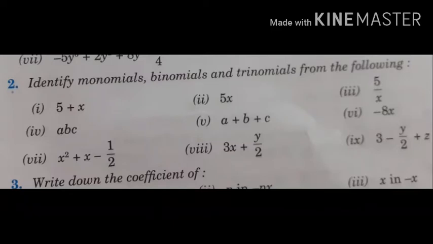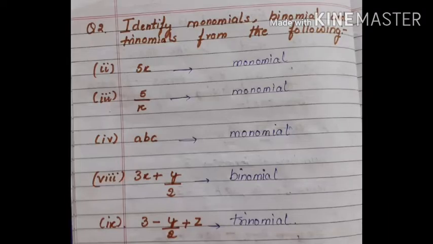Now your second question is: identify monomials, binomials and trinomials from the following. I am taking the second, third, fourth, eighth and ninth parts of it. As per the second part, 5x, you can see only 5 is multiplied by x, and when we check the number of terms we never count multiplication and division signs, so it is a monomial. 5 divided by x, again it is a monomial.